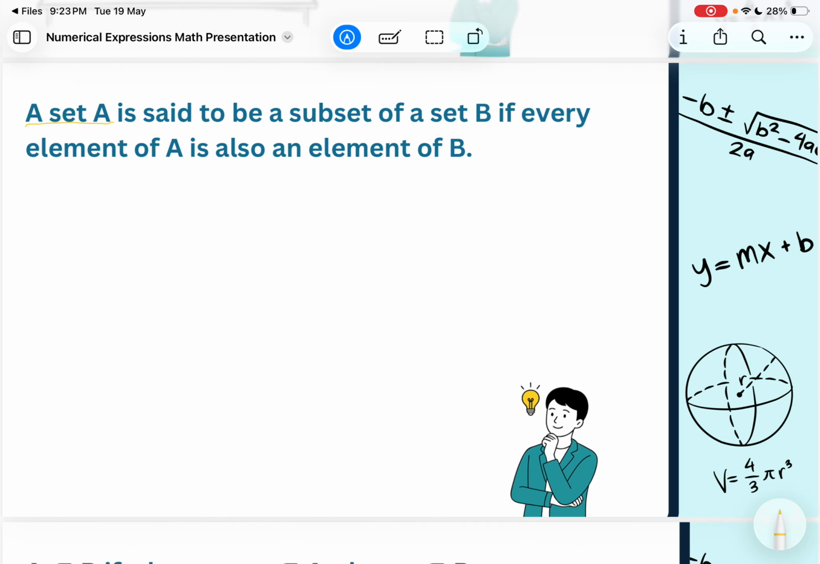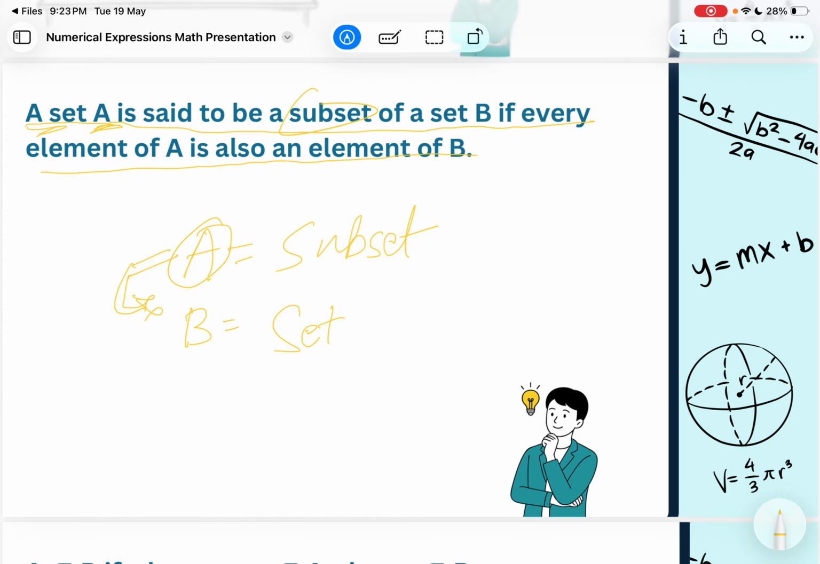Here you can see, a set A is said to be a subset of a set B if every element of A is also an element of B. This A will be a subset of B. This is the main set. So if all the elements of A are also there in B, then we can say that A is a subset of B. You can also say in another way that A is a child of B.